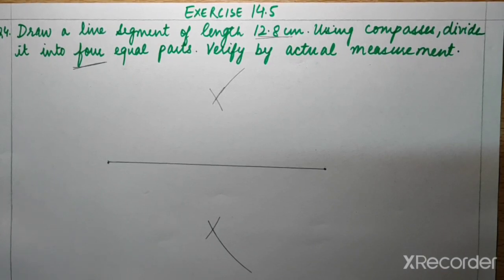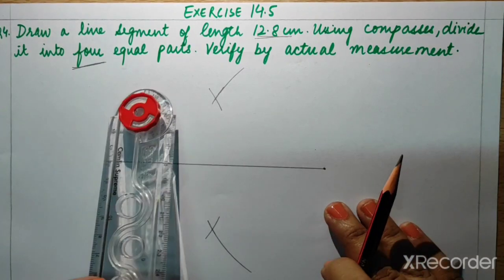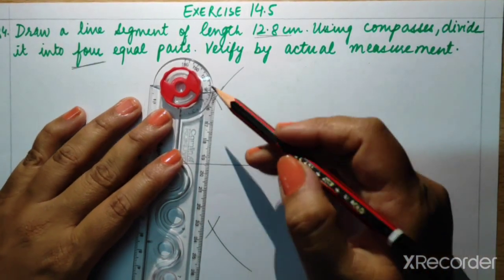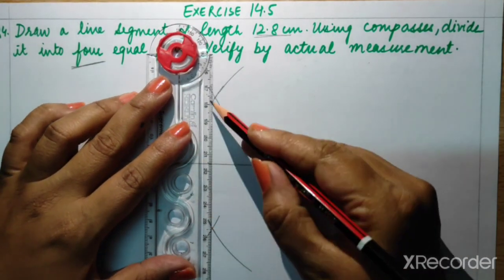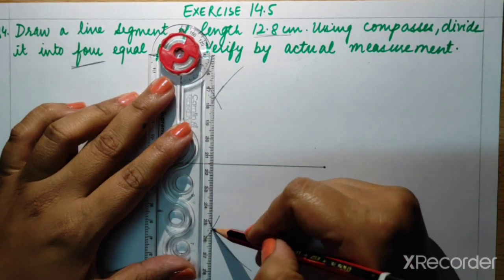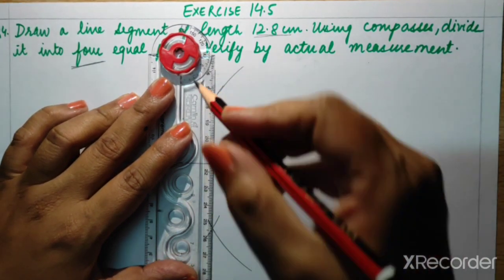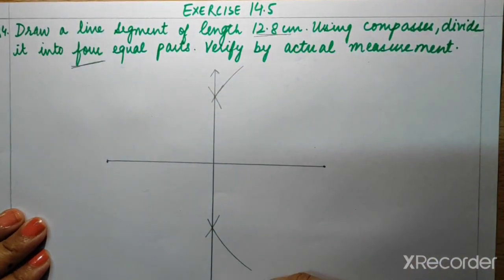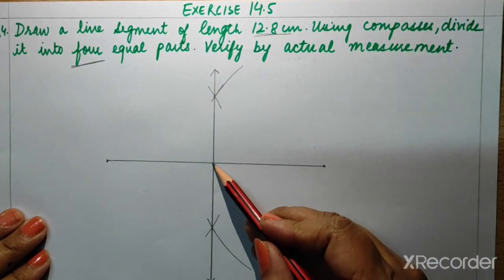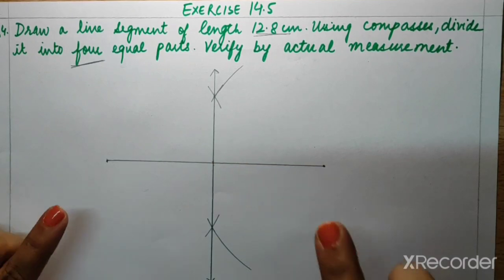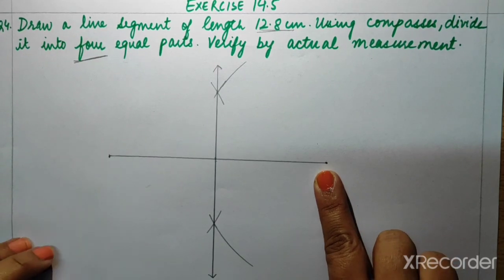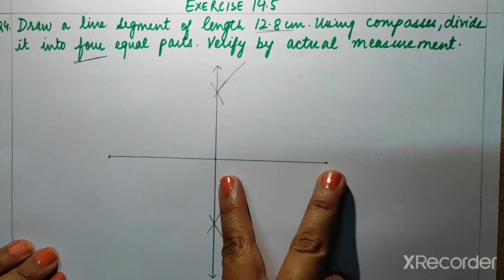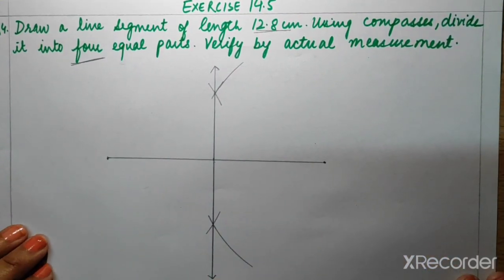Now what we need to do? We have to draw its perpendicular bisector. So we have to join this point with this point. So here this is the first bisector. This is the midpoint of this full line segment, right? So it means this is the first half and this is the second half of this line segment.